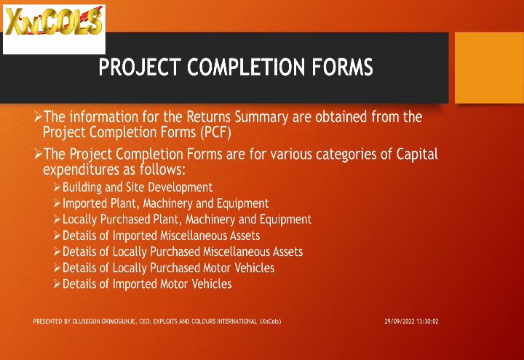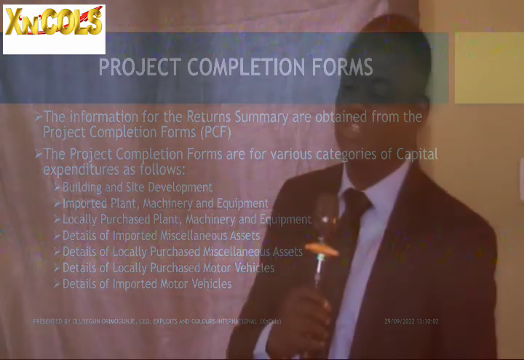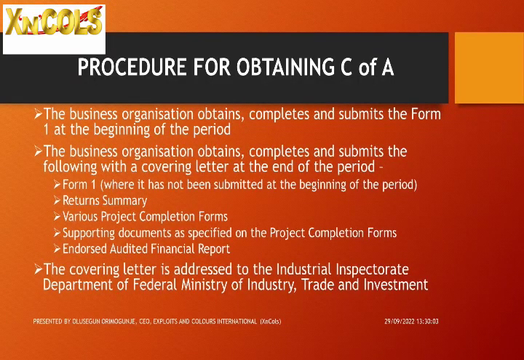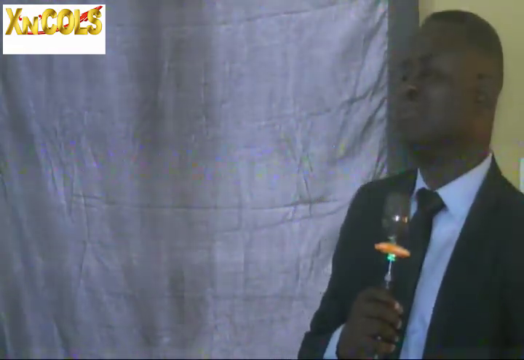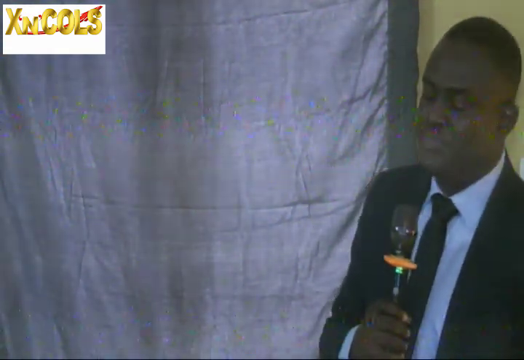To obtain your certificate of acceptance, the business organization obtains, completes, and submits Form 1 at the beginning of the period, like we said. Even if it has not been completed at the beginning of the period, the officials at the department are quite accommodating. They still allow you to fill and submit it with the other forms that are supposed to be submitted at the end of the period. So the business organization obtains, completes, and submits the following with a covering letter at the end of the period. You submit Form 1 where it wasn't submitted at the beginning of the business period.